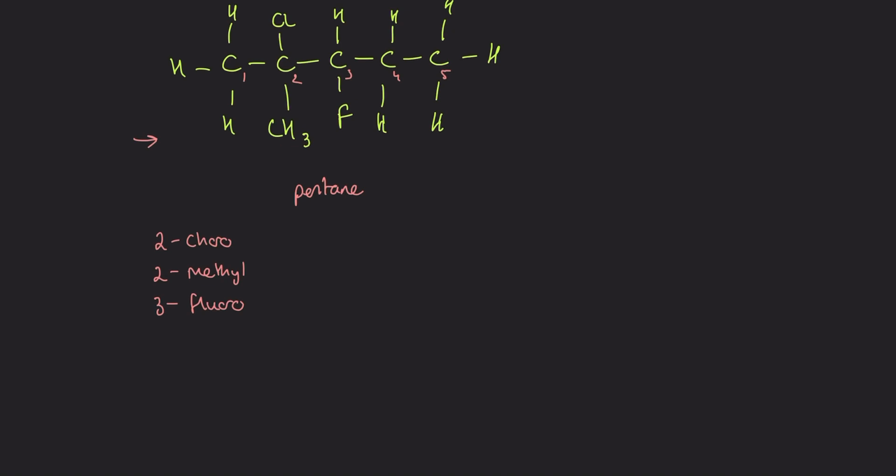Okay, so the only thing we need to do now is order them in terms of alphabetical order. So we're going to start off with the C. Sorry, I keep forgetting to put the L in there. 2-chloro, dash in between them. The next one is going to be fluoro, which is actually 3. 3-fluoro. And the next one then is going to be back to our 2-methyl. And finish it off with pentane.